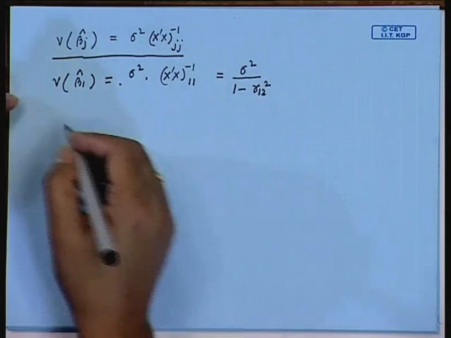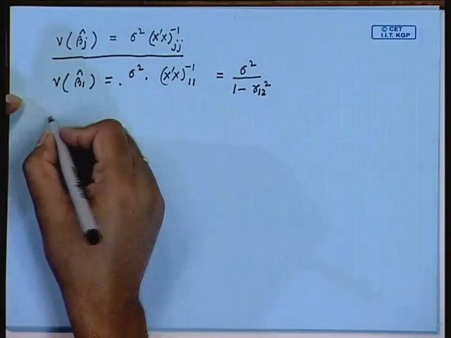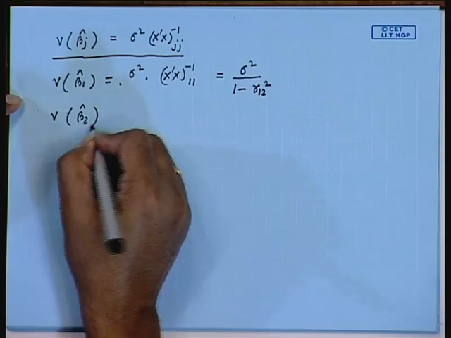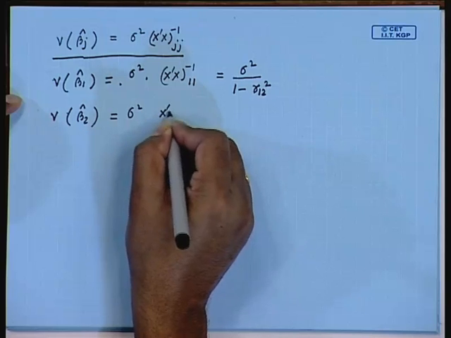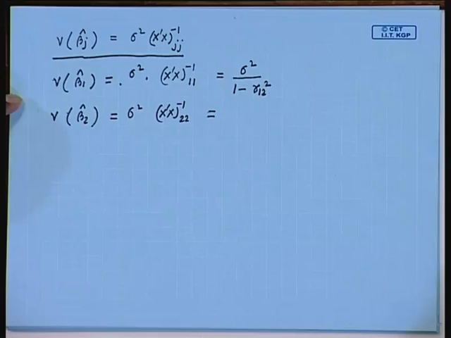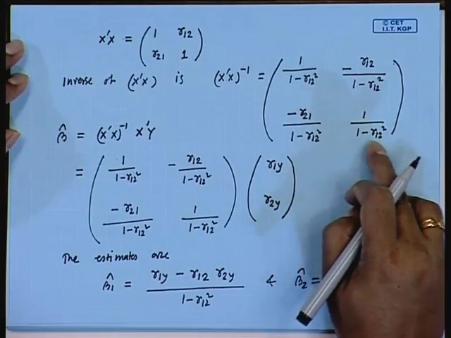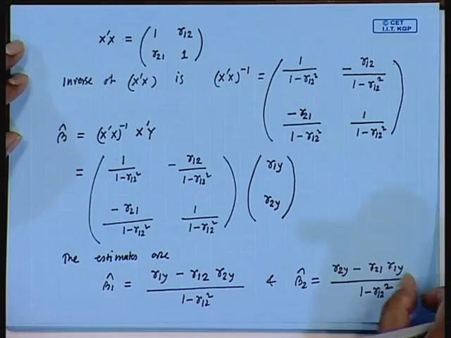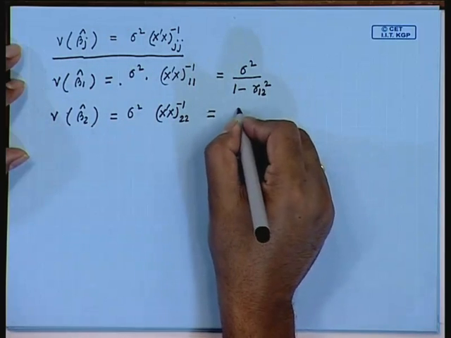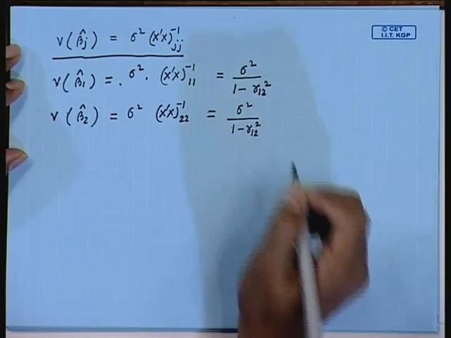So this is the variance of beta 1 hat, and similarly the variance of beta 2 hat is equal to sigma square times the 2/2th element of (X prime X) inverse, which is also 1 by 1 minus R12 square. So, here the variance of beta 2 hat is also sigma square by 1 minus R12 square.